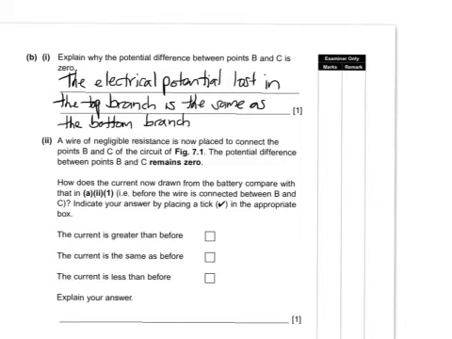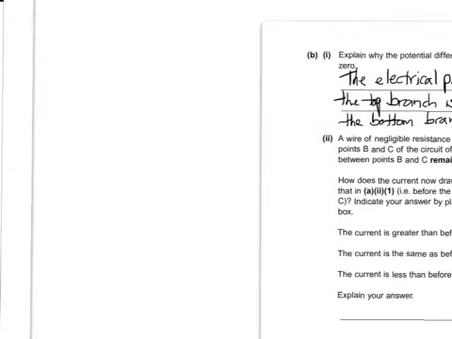So let's move on to part 2 of B, and we're told a wire of negligible resistance is now placed to connect the points B and C of the circuit. The potential difference between points B and C remains 0. So how does the current now drawn from the battery compare with that before the wire is connected between B and C? Indicate your answer with a tick. So current is greater, current is the same, or current is less. They also want us to explain our answer.